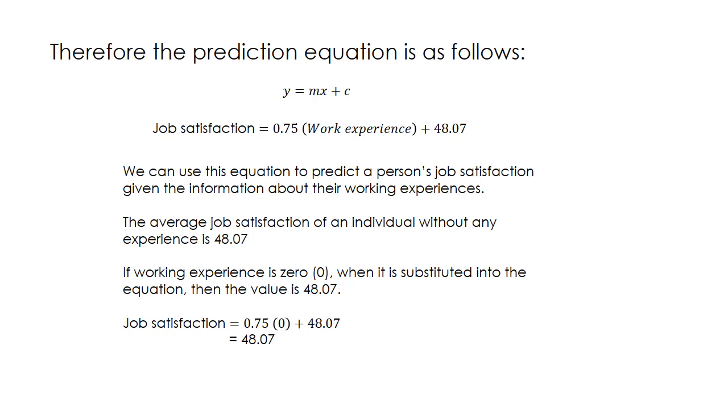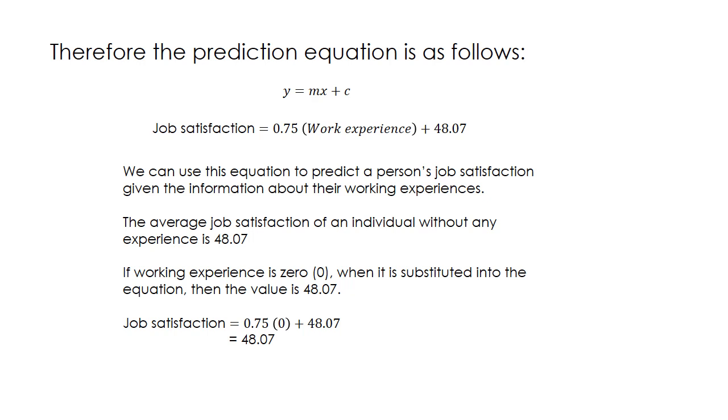When you add 1 unit of working experience, it will increase by 0.75, and it will keep on adding. So for example, if your working experience is 5 years, what will be your job satisfaction? You substitute 5 for x, the working experience. So 0.75 multiplied by 5 gives 3.75, plus 48.07. So your job satisfaction becomes 51.82. As we said earlier, every time work experience increases, job satisfaction will increase. That is how you can make predictions about a person's job satisfaction using work experience.